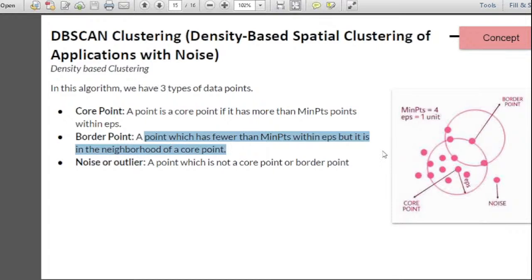So these border points, you can see they are on the border, and each of them has just minimum points on the edge, or less. And then you have noise and outliers, which are far outside and they don't have the minimum number of min points. Okay.